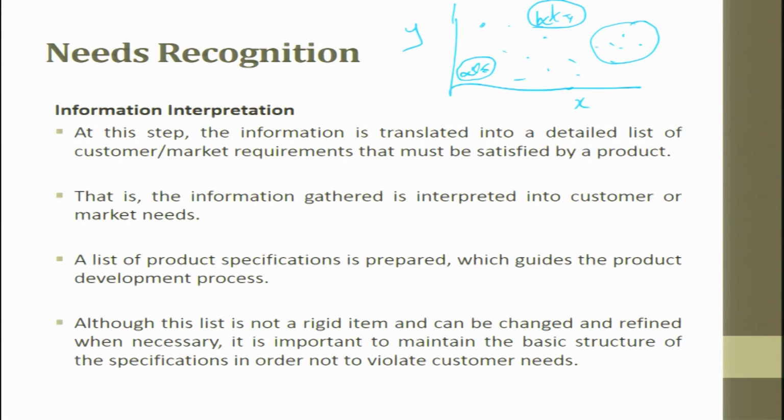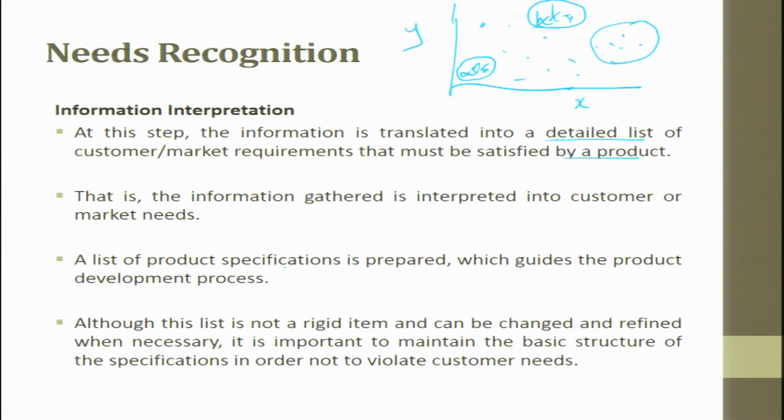Okay. So, information interpretation is a big skill and it is huge. It involves huge science, understanding and technological interpretation. So, you have to have a blend of all. So, at the information interpretation step, the information is translated into a detailed design or detailed list of customer market requirements that must be satisfied by the product. That is, the information gathered is interpreted into customer or market needs.